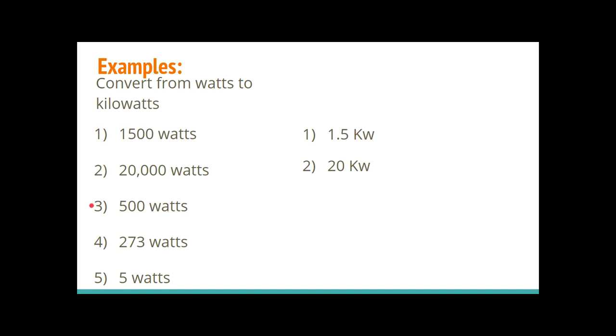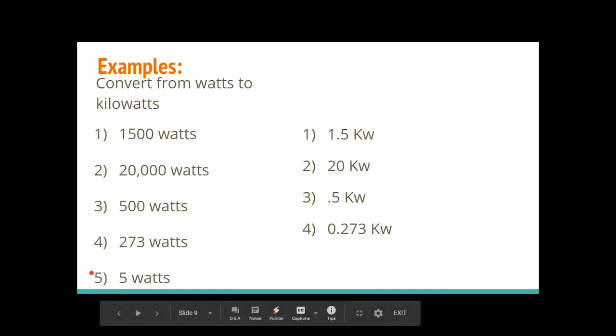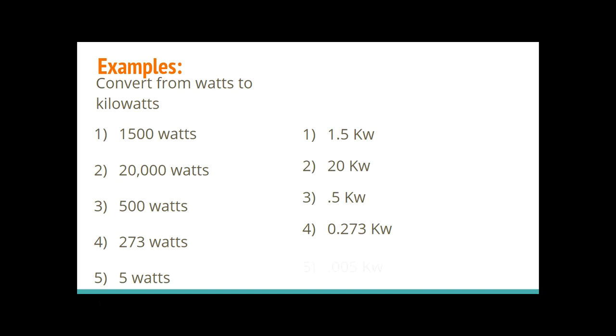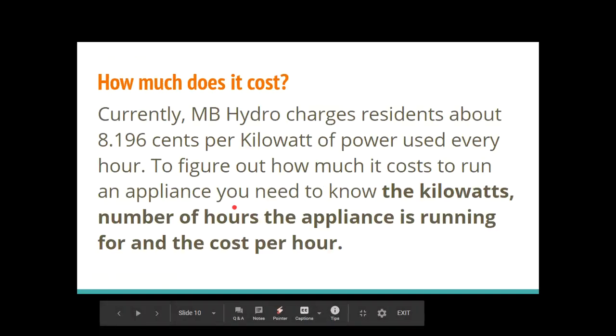500 watts divided by 1,000: 0.5 kilowatts. 273 watts divided by 1,000: 0.273 kilowatts. And 5 watts, your cell phone charger, 4 to 5 watts. Its kilowatts would be 0.005 kilowatts.